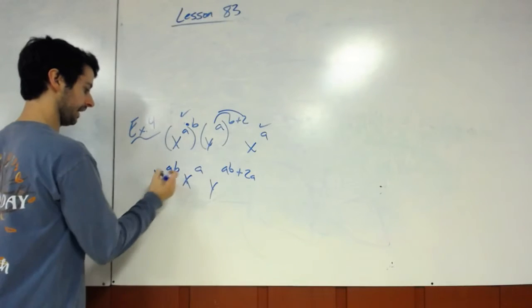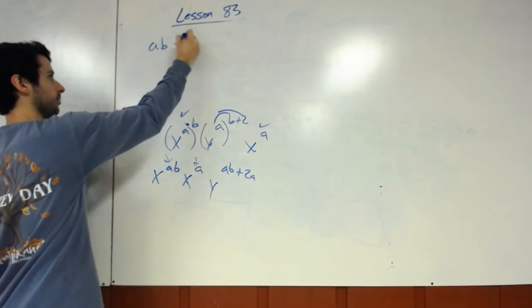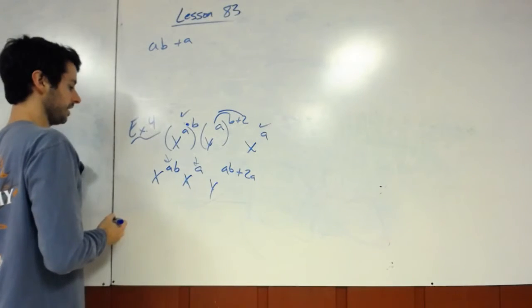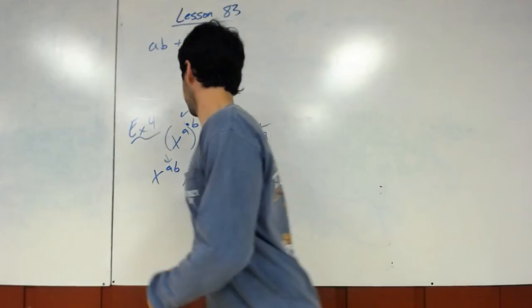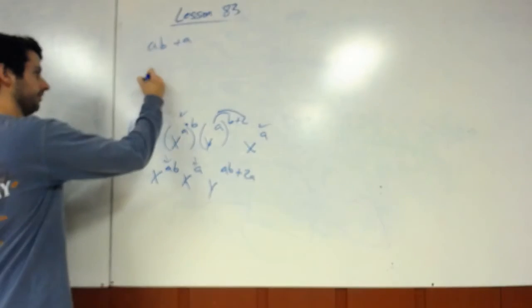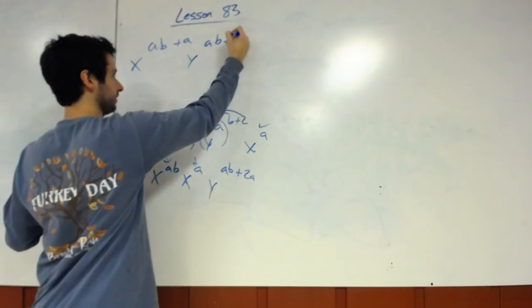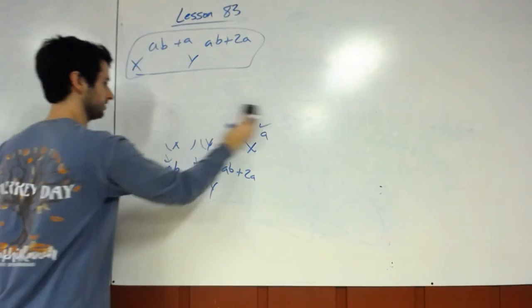Now we need to add these exponents here. So ab plus a, let me double check that I'm doing this right. It's actually as simplified as it can get. So we just combine our variable here, x to the ab plus a, y to the ab plus 2a. So that would be your answer. So that's all you've got to do for these variable exponents.